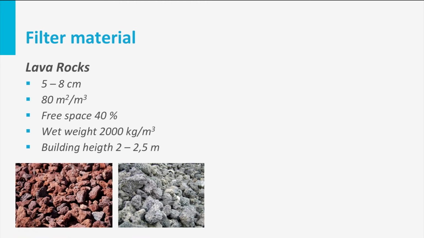Traditionally, lava rocks are used. These are 5 to 8 cm stones with a specific surface of 80 square meter per cubic meter. The wet weight is 2000 kg per cubic meter and the free space in the bed is about 40%. Trickling filters with this filling material have a height of 2 to 2.5 meter.